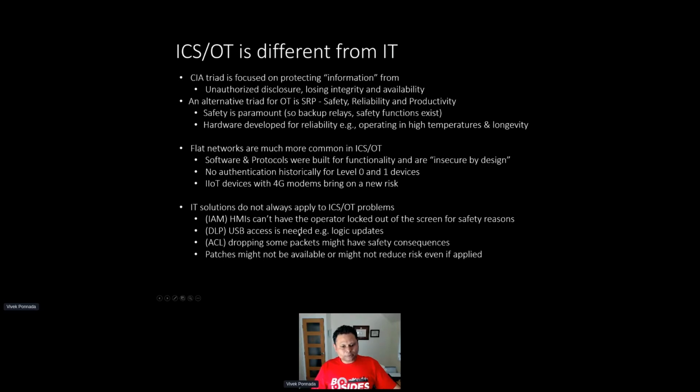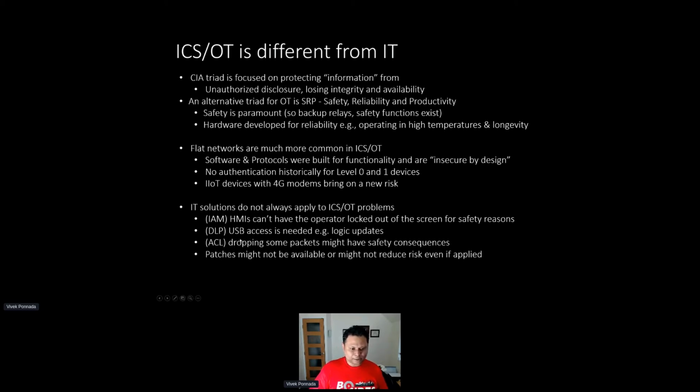Now, IT solutions don't always apply to ICS or OT problems, even if the hardware is very similar or exactly the same. For example, if you're talking about IAM, the HMIs cannot be logged out. So if you're trying to authenticate somebody, if you're trying to identify somebody and expect them to log in and use multi-factor authentication, for example, you don't want that to be a problem. And the operator has to adjust something for process reasons, and they're fiddling with their two-factor authentication key, or they forgot the password, or anything like that. So typically those user interfaces are open, they're always on, there's no password to get in, right?